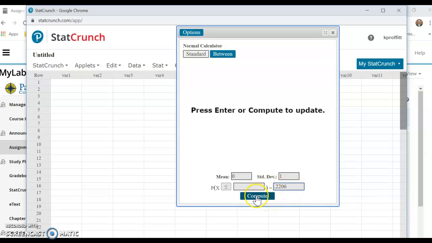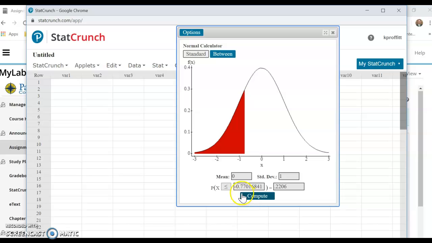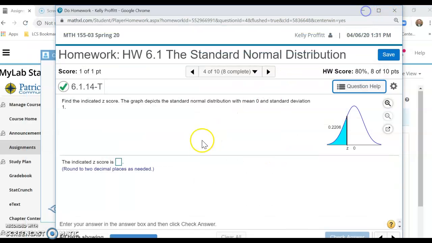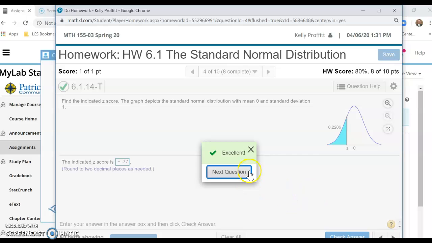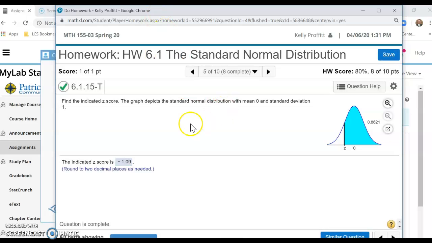So let's compute to see what the z-score is. And that z-score is negative 0.7702 if they want 4 decimal places. So let me see what they want. They want 2, so that'd be negative 0.77. And we check it, and that is correct. And then we can go to number 5.